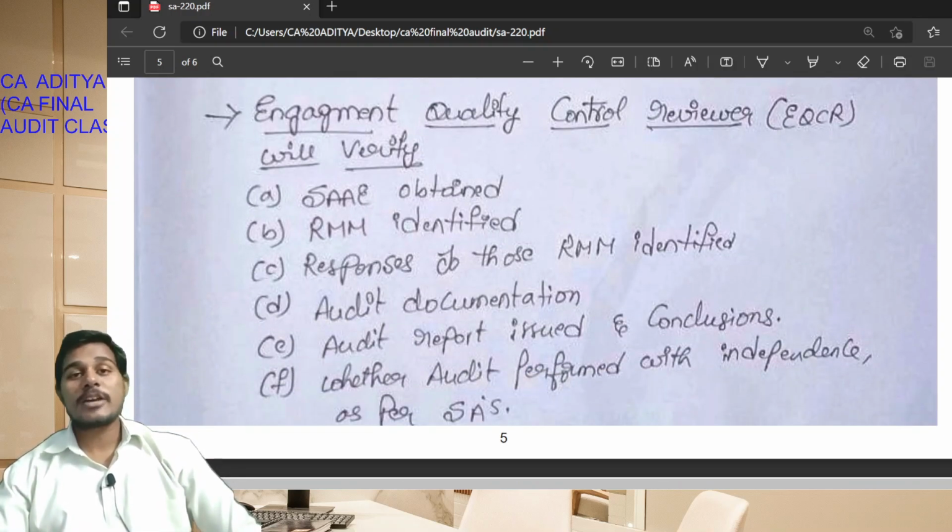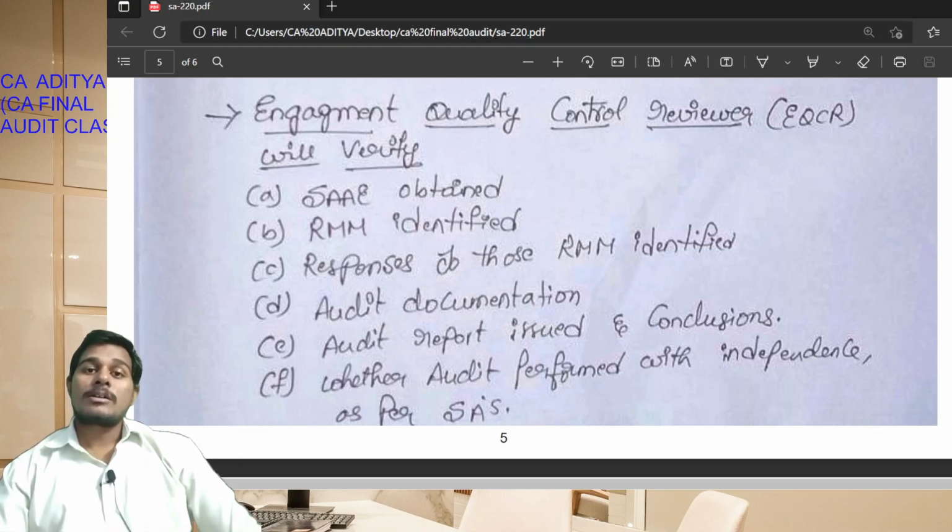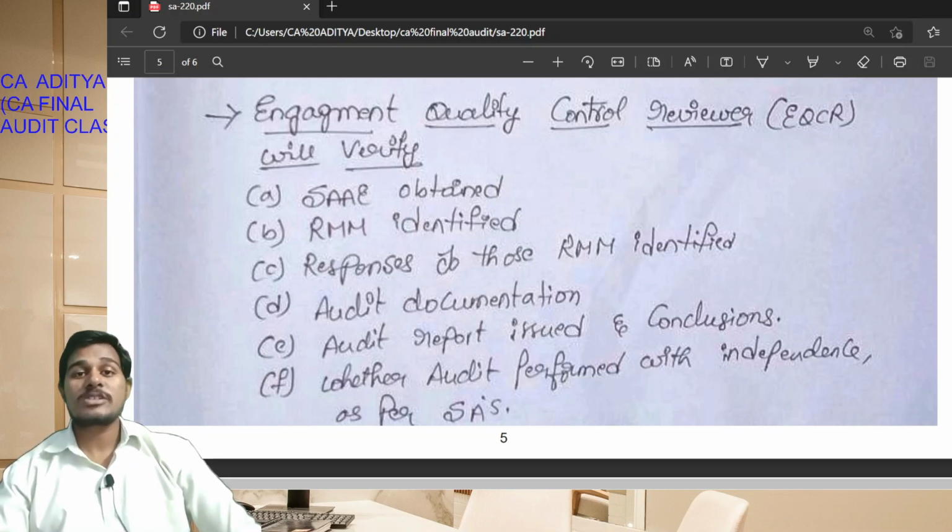What are the points that will be checked by the engagement quality control reviewer? The reviewer will review the sufficient and appropriate audit evidence obtained by the audit firm or engagement partner, the risks of material misstatement identified and the responses to those risks, the audit documentation, the audit report issued and the conclusions reached based on the audit evidence obtained, and whether the auditor has performed the audit with independence and as per standards on auditing or not.